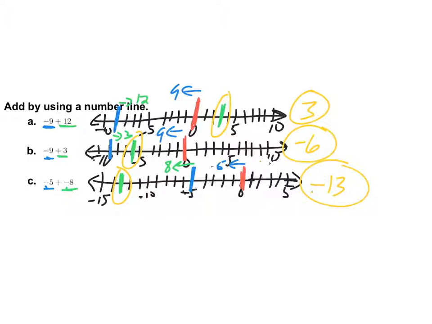Last one, we again start at 0 at our red line. Our first number is a negative 5, so we go left 5 to the blue line here. Then we're adding to it a negative 8. Negative, go left again, so we're going to go 8 to the left. And then we put our line right there at negative 13.